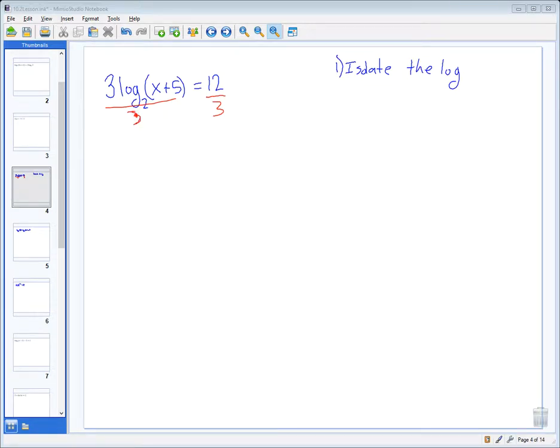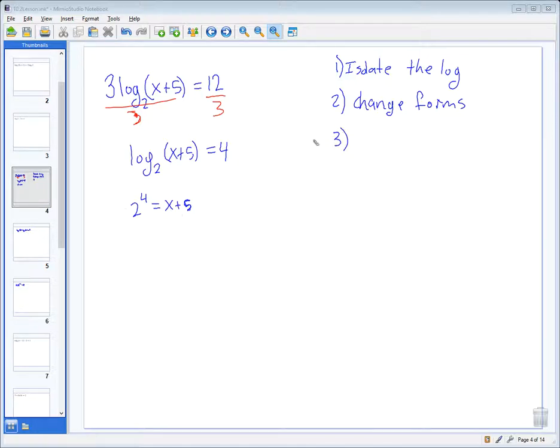So once we've divided both sides by 3, we end up with log has a base of 2, argument of x plus 5, and that equals 4. Now that we've isolated the log, the next thing we want to do is change forms, or in other words, use the inverse. So remember that the inverse of a log function is an exponential function. So 2 is the base, 4 is the exponent, and x plus 5 is the argument.